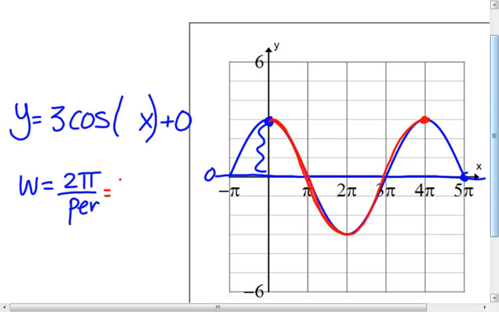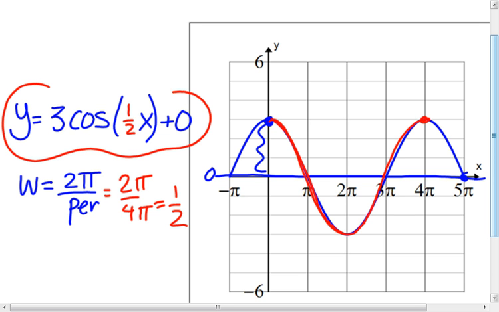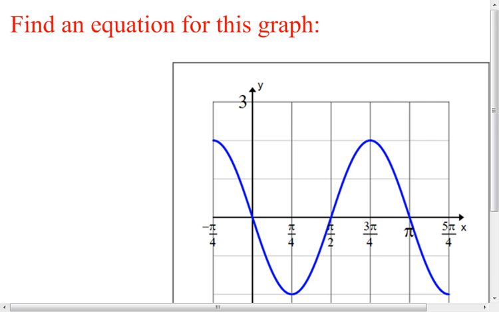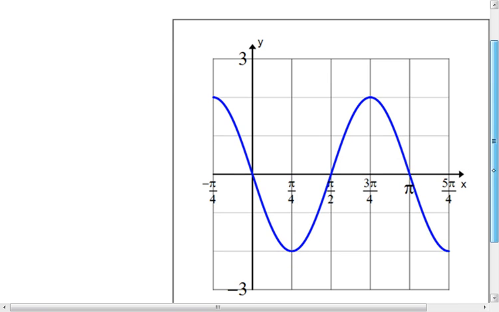So the w will be 2 pi over 4 pi, which of course reduces to 1/2. And then this is the number that goes in front of your x right here. And this is all that I need to do to find the equation for this graph. Okay? On to the next one.